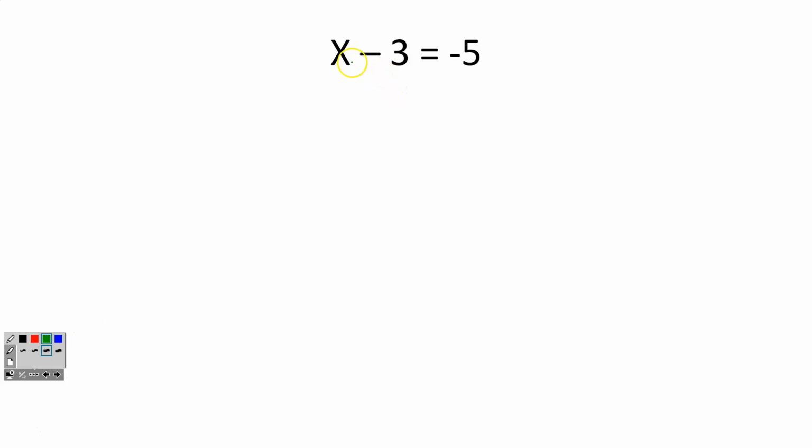So we're going to start off with a problem that says x minus 3 equals a negative 5. So step number 1, make sure you draw that fence. I need to get that x by itself. So instead of subtracting 3, I'm going to do the inverse operation, which would be to add 3. And whatever I do to one side, I've got to do the same thing to the other side.